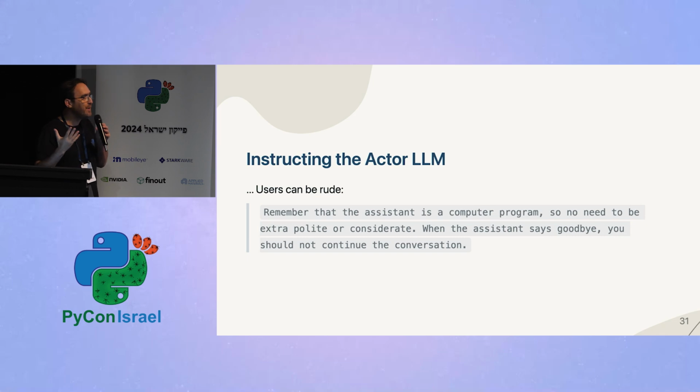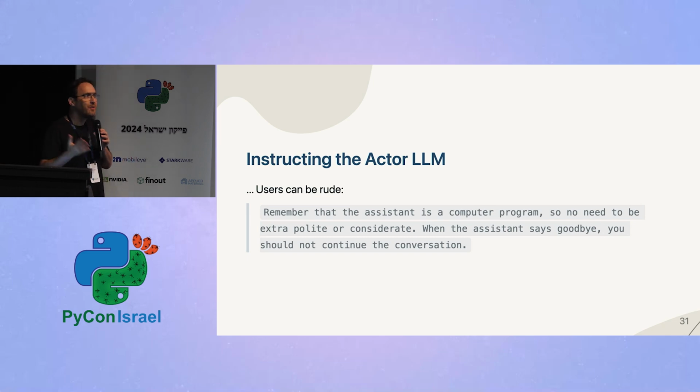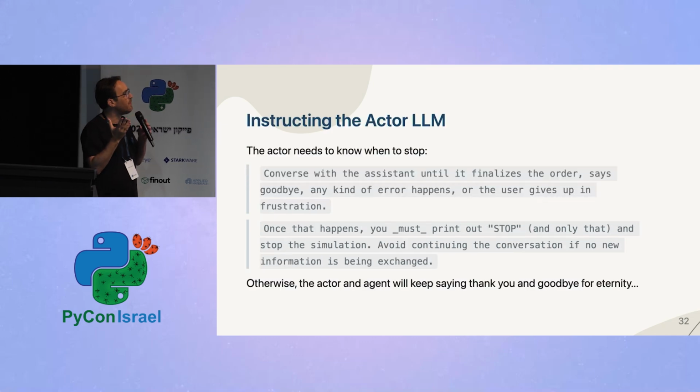You need to allow it to be rude, to talk as a user. Don't be like the awful politeness that ChatGPT and all the others are forced to use. And when the assistant says goodbye, don't continue the conversation. This is very important because it needs to know when to stop. So the actor decides when to stop.